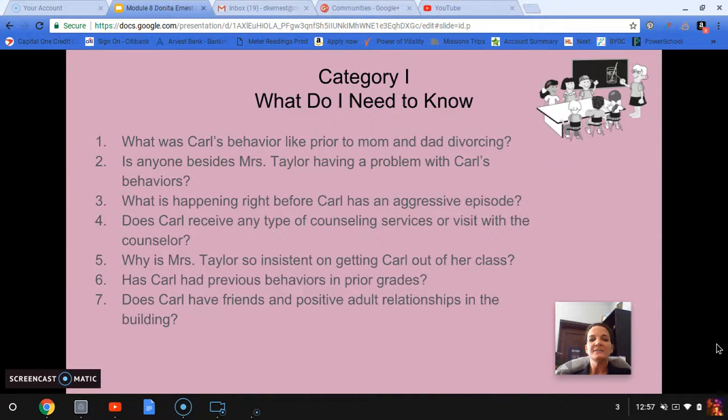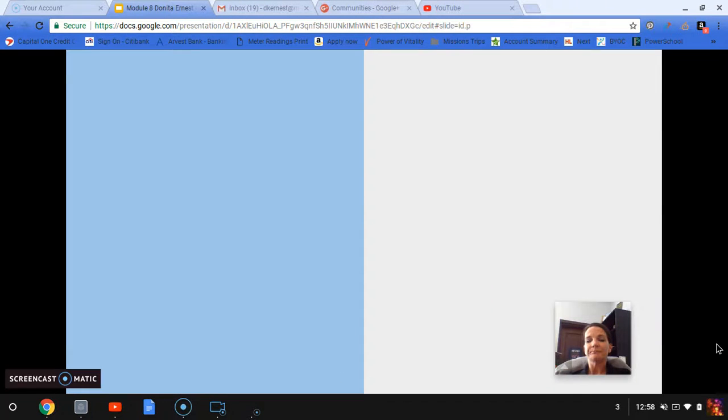Number 5, why is Mrs. Taylor so insistent on getting Carl out of her class? We've only been in school 6 weeks. That's not a very long time to work on getting a kid's behavior in line. But why is this sudden wanting him to get out? Number 6, has Carl had previous behaviors in prior grades, pre-K, first, second? Were his teachers male, female? What did that look like? And number 7, does Carl have friends and positive adult relationships in the building?